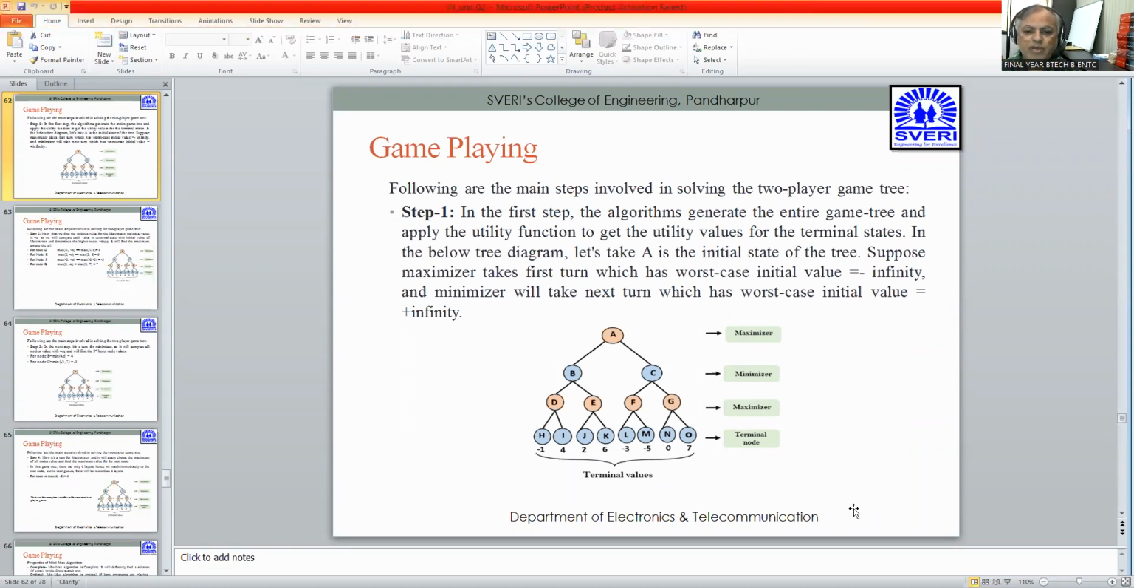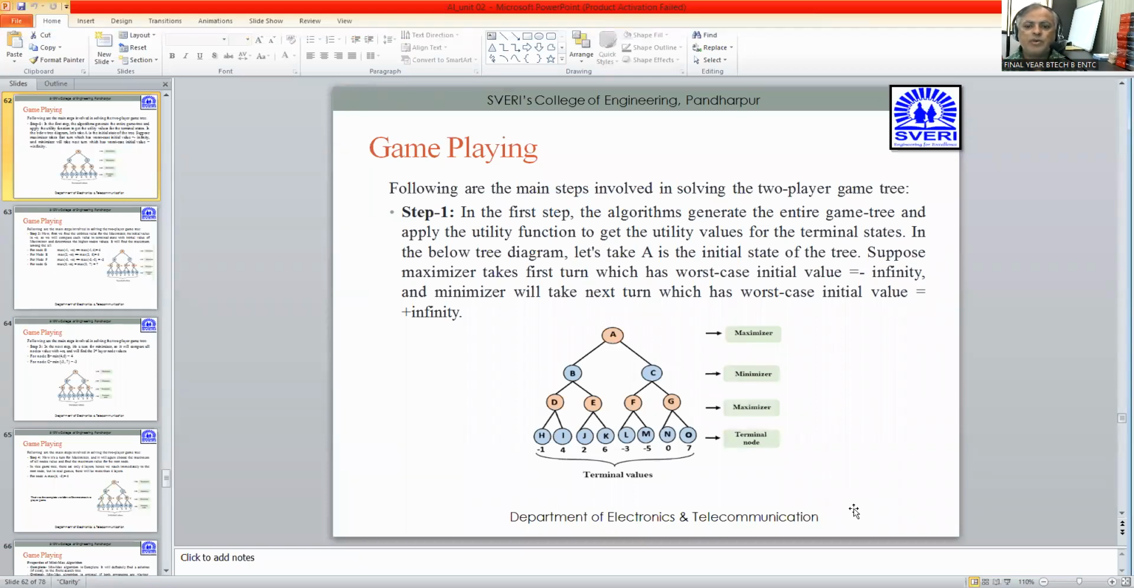So H is -1, I is 4, J is 2, K is 6, L is -3, M is -5, N is 0, and O is 0. Then the levels are also divided. In the first level, you can see that there is a maximizer. In the second level, there will be a minimizer. Again, there will be a maximizer, and at the end, there will be the terminal nodes. So everything alternates between maximizer and minimizer. There will be an initial state at the maximizer, and then it will have the terminal nodes.